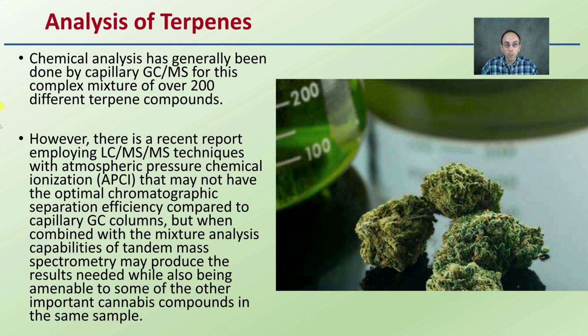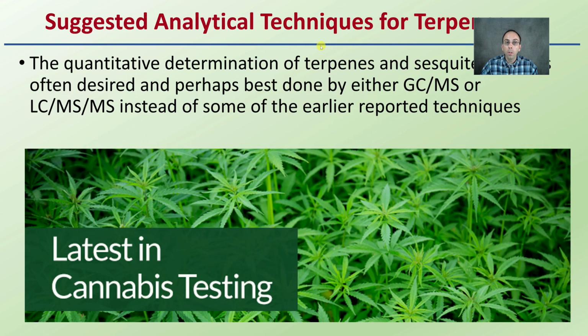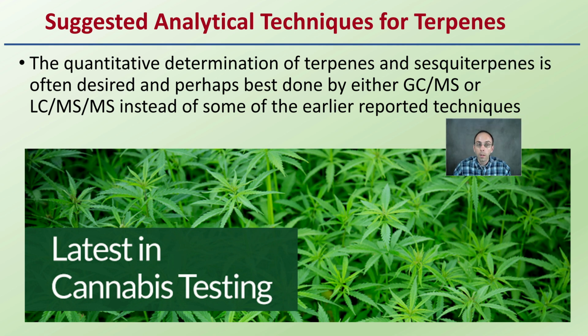So there's some evolution and improvement, hopefully, in the analysis of terpenes because of their determined importance, being able to make sure that the analytical report is presenting those terpenes in the most accurate way possible. So what's the suggestion for analytical techniques when it comes to terpenes? Well, this quantitative determination of terpenes and substituent terpenes is often desired and perhaps best done by either GC-MS or LC-MS/MS instead of some of the earlier reported techniques.